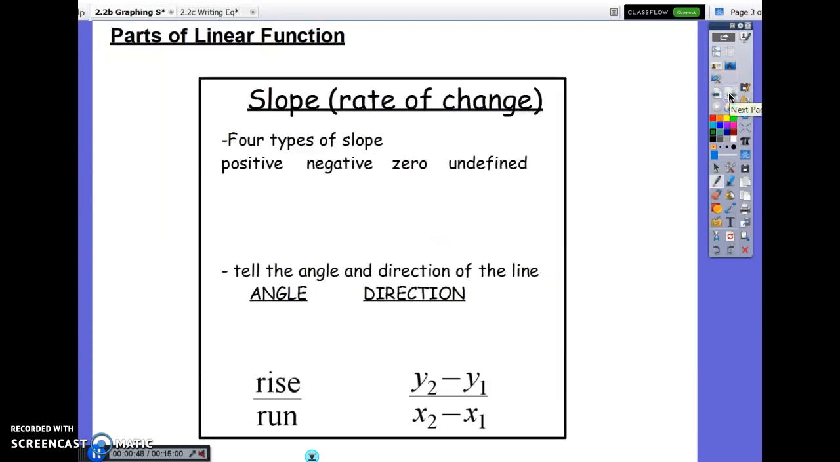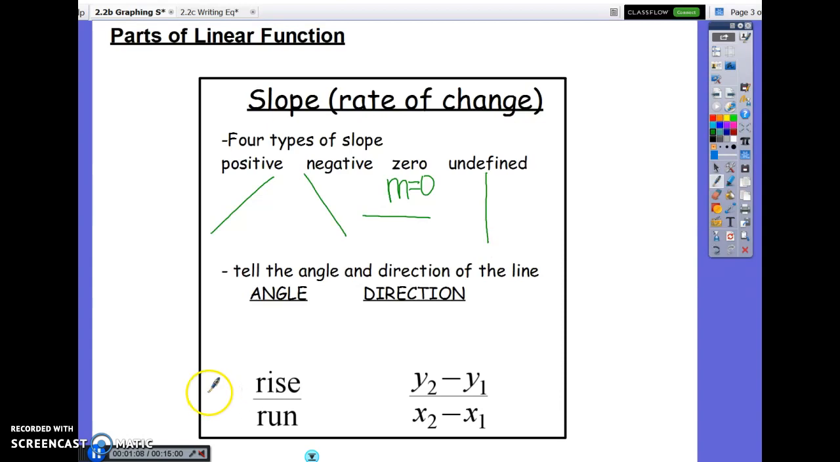When we're looking at our slope, that's our rate of change. We have a few different kinds. Positive, where it's increasing, negative, where it's decreasing, 0, where our slope m is equal to 0, that's a horizontal line, and undefined, where we don't have an m, that is a vertical line.